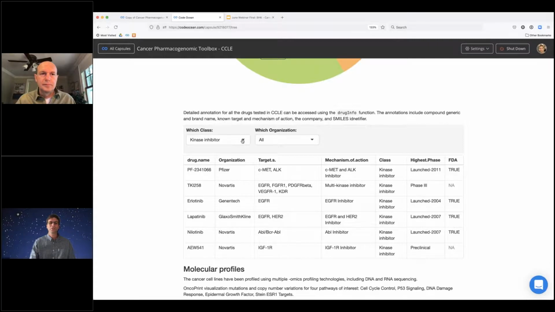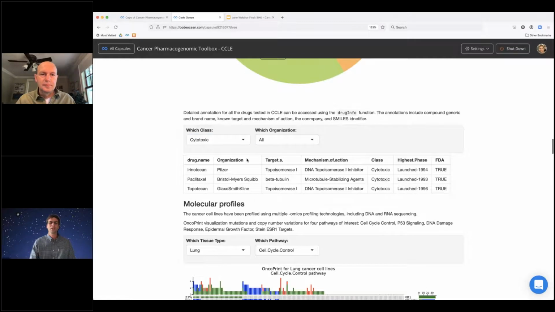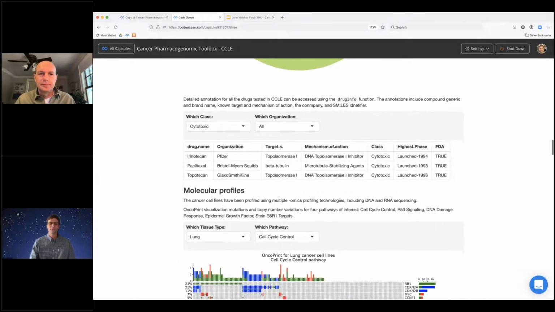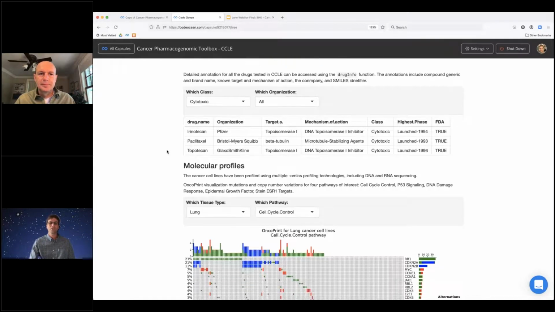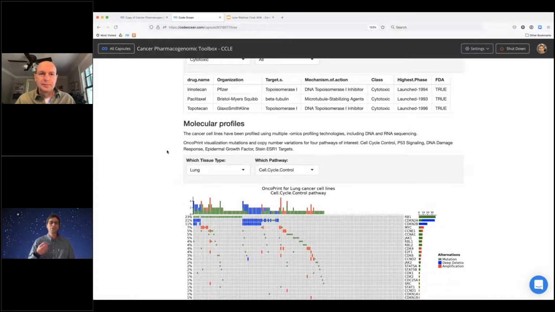So for instance, if you're interested in the kinase inhibitors or the cytotoxic agents, you can see the company who produced the drug, the target, the annotated target and mechanism of action, the class, whether it has already been launched in clinical trials and what's the highest phase, and whether it has been approved by the FDA, for instance. So now we can easily probe cell lines, learn about the cell lines and the drugs that are in this multi-omics pharmacogenomics data set. But what about the multi-omics themselves?